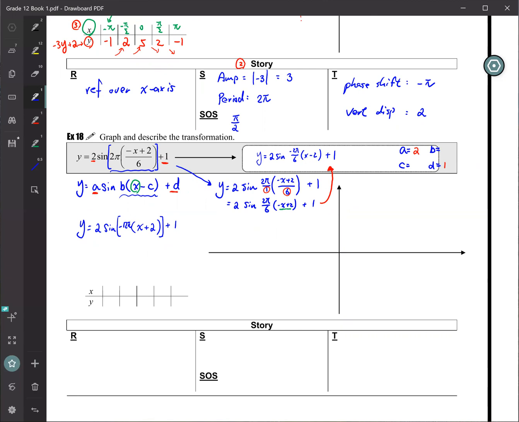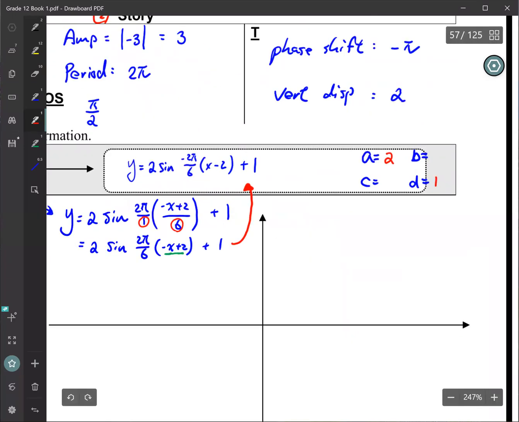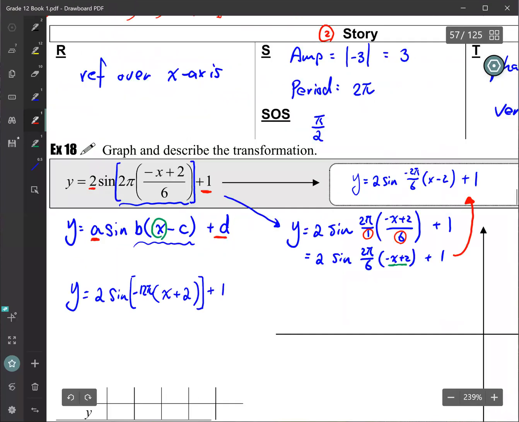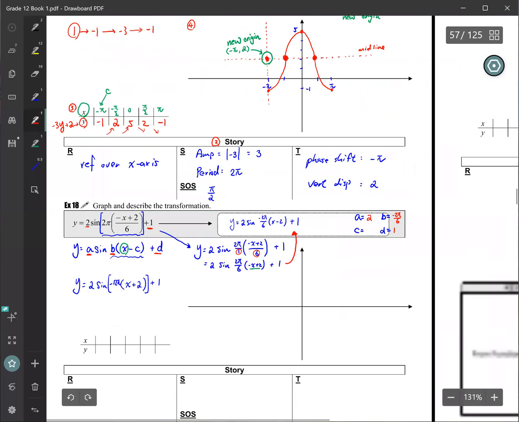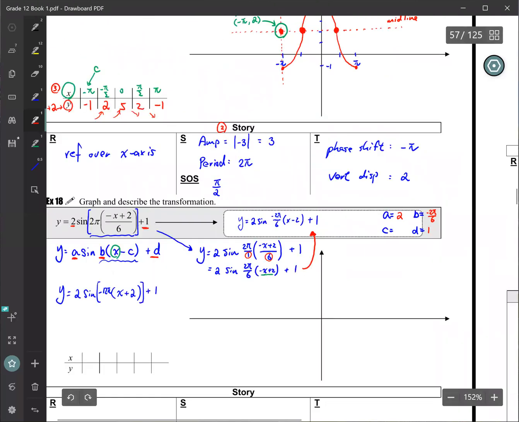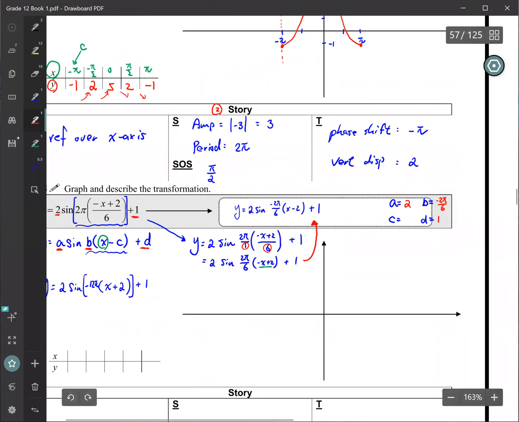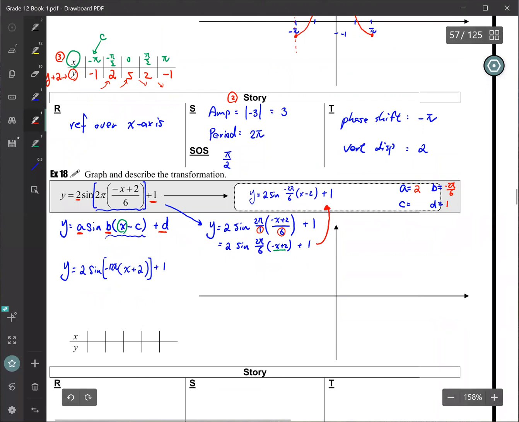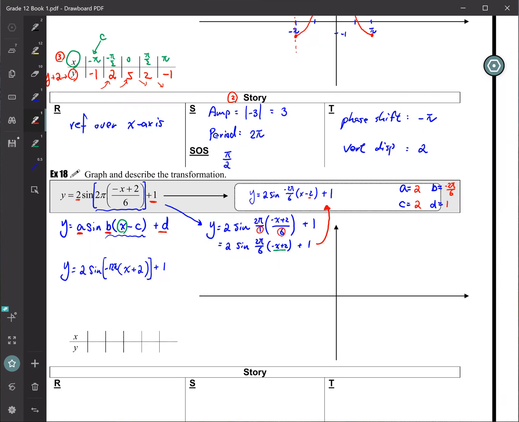What's the B then? What's the value for B, William? Is the B negative 2 pi over 6? That's correct. Once you put it into the ABCD form, it should be very clear. B is whatever is in front of the bracket of the X. This part is the B. And then C should be what? Kelly, do you want to try? What's the C? 2. Very good. C will be 2, whatever X is subtracting with. X minus C, so C is the 2.